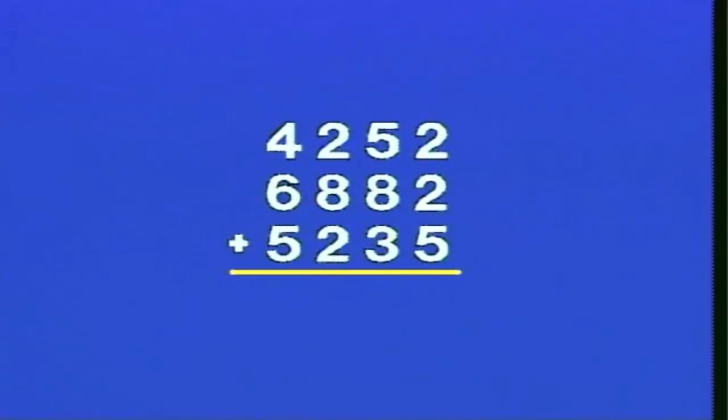Now our thinking in adding is to start with the rightmost column. So we're adding in this column. We add 2 and 2, 4, and 5, 9. So we get 9 for the sum of the digits in this column. Then our thinking goes to the next column. And we're adding 5 and 8, 13. 13 and 3, 16. So 16 is the sum of the digits in this column.